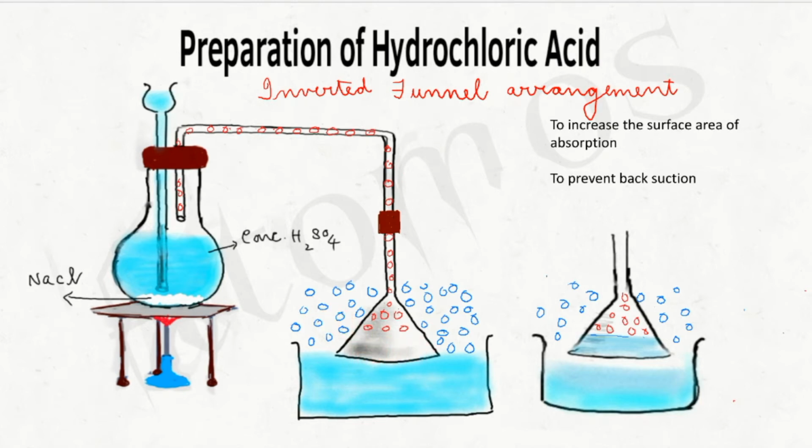Okay, and now see this one. This is atmospheric air outside. This atmospheric air will be exerting a pressure on the surface of the liquid. That is what we call atmospheric pressure. So the pressure outside is high. As a vacuum is created inside the funnel, the pressure inside will be very low.